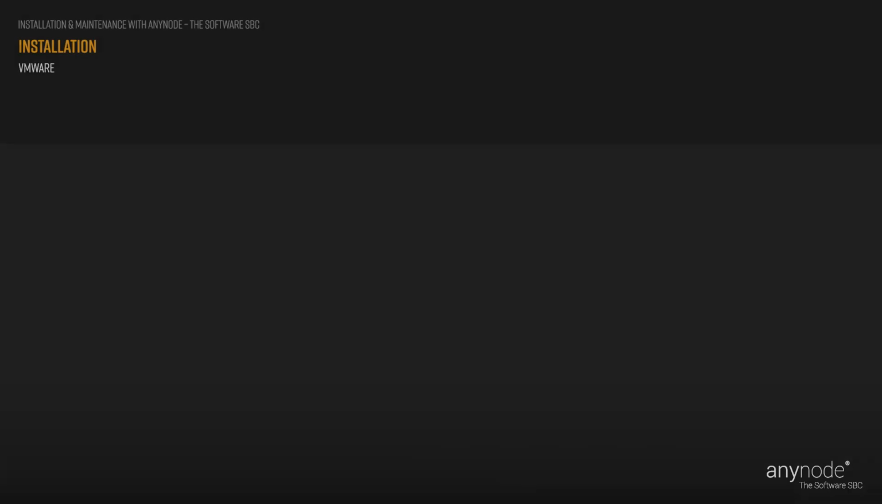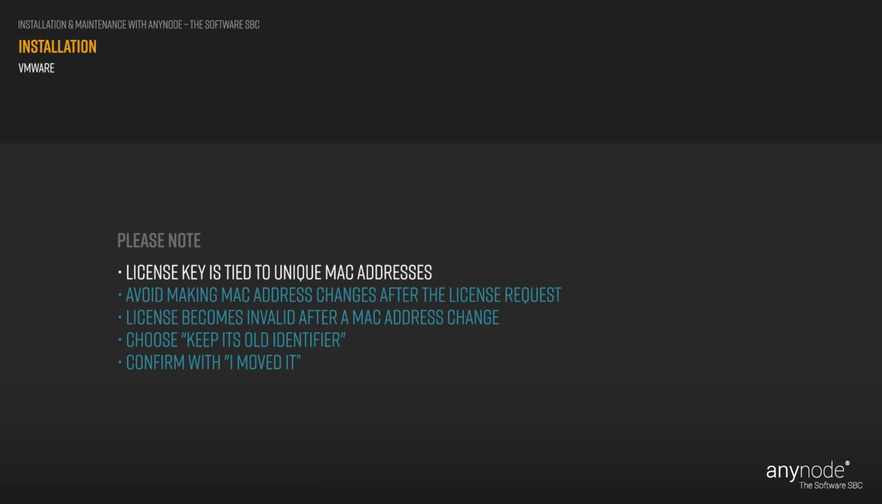Anynode license and MAC address binding. A license key is typically tied to the unique MAC addresses of a network interface. To ensure the validity of an anynode license, it's crucial to avoid making MAC address changes after the license request. This includes scenarios such as virtual machine movements. If a change in the MAC address, referred to as system ID, occurs, the license becomes invalid.